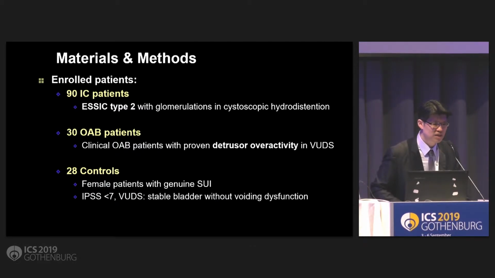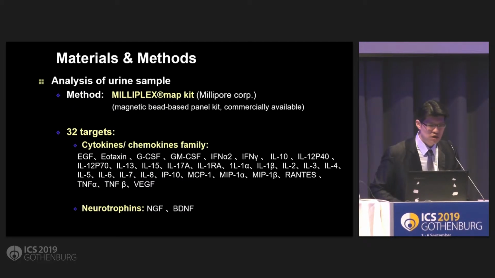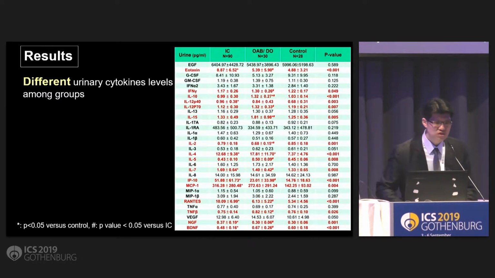Urine samples were collected from 98 IC patients, 30 OAB patients, and 28 controls. Commercially available multiplex immunoassays were used to analyze 32 targets, and the targets included inflammatory cytokines and chemokine families and neurotrophins. Result: the urine cytokine profiles are different among these three groups.